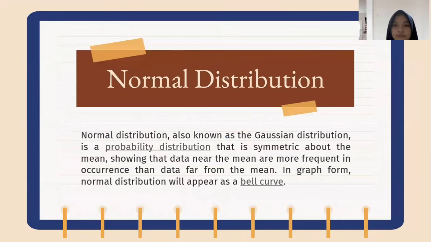First is definition. The normal distribution, also known as the Gaussian distribution, is a probability distribution that is symmetric about the mean, showing that data near the mean are more frequent in occurrence than data far from the mean. In graph form, the normal distribution will appear as a bell curve.